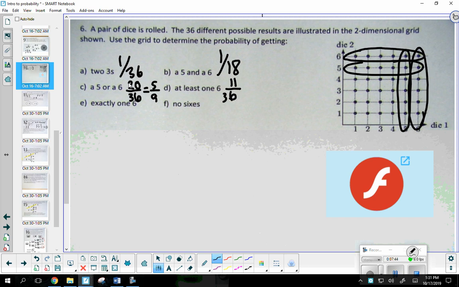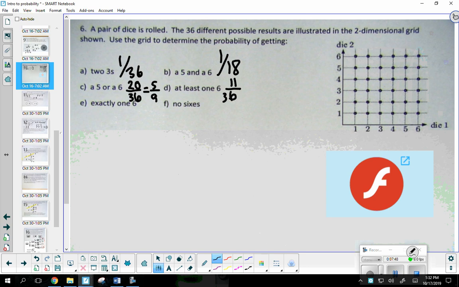Okay. Is everybody okay with D? At least one 6? Now, again, the wording is very particular here. At least one 6, so it is okay if what? If there are 2. Okay.